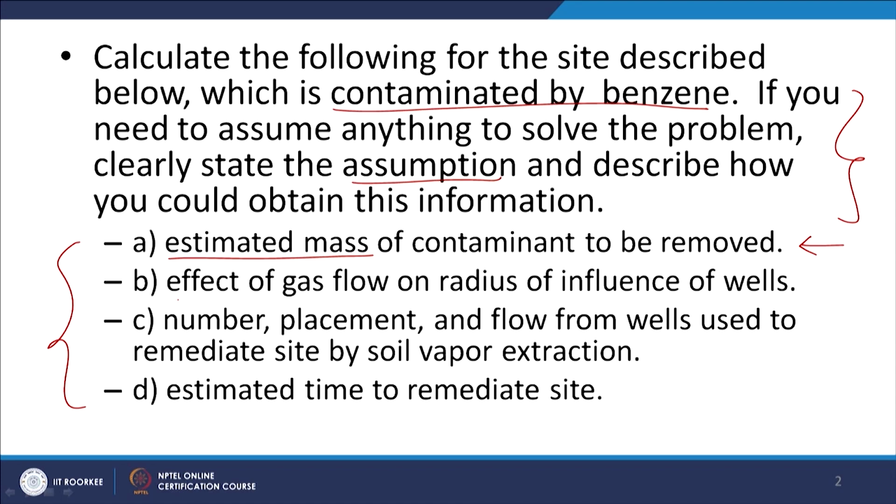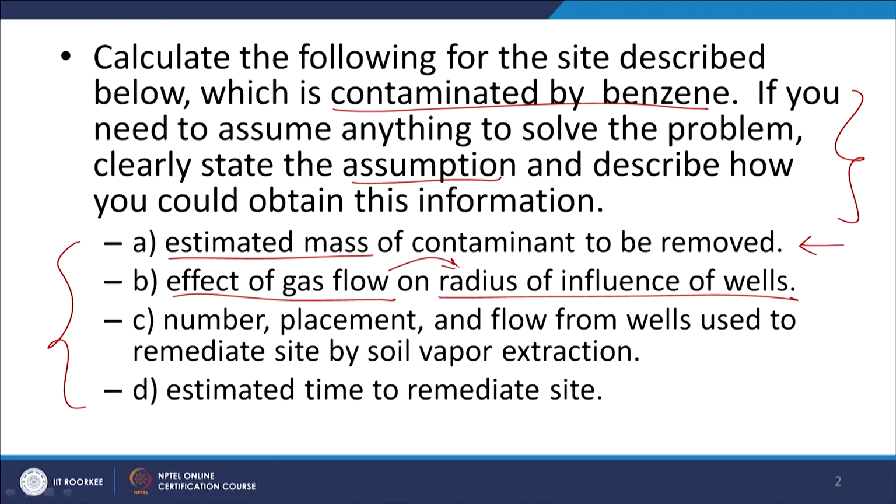And then, what is the effect of gas flow on the radius of influence of wells? Rather, gas flow, I guess here they are combining both the vacuum source and the extraction wells. So what is that effect on the radius of influence of the wells? That is something we are going to look at. And also what is the number, placement and flow from the wells. Obviously, depending upon the number of wells that you place and the amount of flow from those wells, you are going to have to look at the relevant placement.